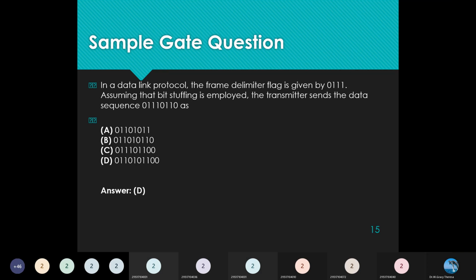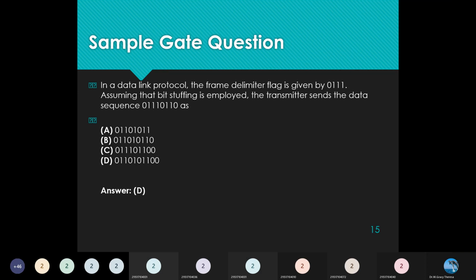So what will be the answer? 0, 11. Once 11 is encountered, then we have to insert 0. So normally, what is the choice? 0, 11, 0, 1. Yes, we have the options: 0 1101 01101, so A and B, and option B is 0, then 0 111 011. And option D is 0 110. So we can go with options A, B, and D.